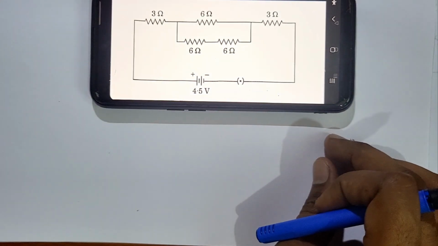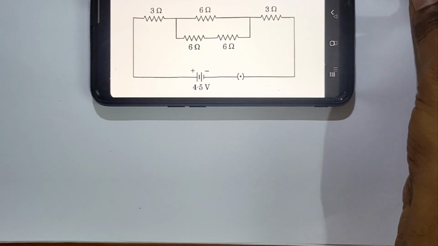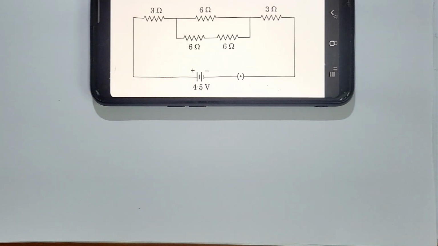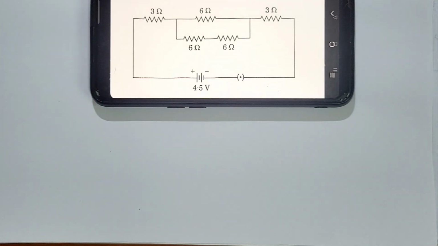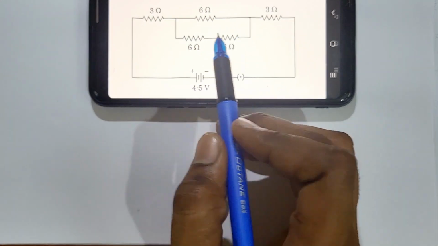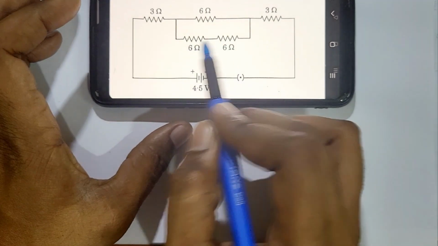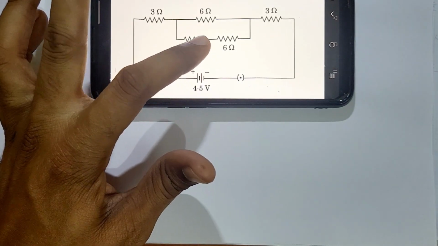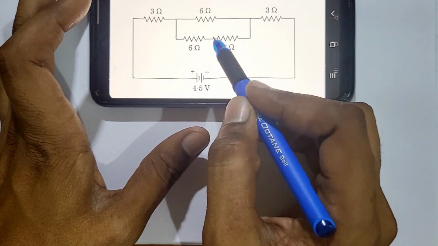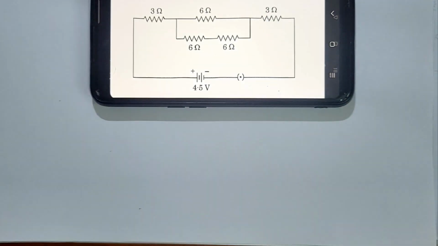Now, how to solve this one? These two are in series. Whenever you get any question, first look at where you can simplify. These two are in series, so you add them up, you will get 12 ohms here. Afterwards, this 12 and this 6 will be in parallel. I will solve this question for you neatly, step by step, so that you can understand.